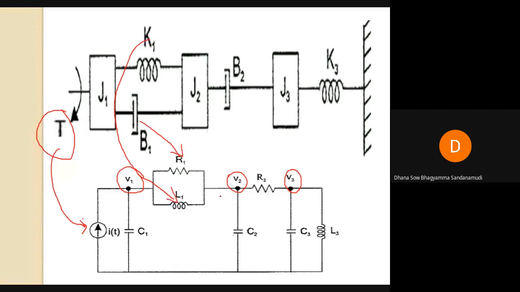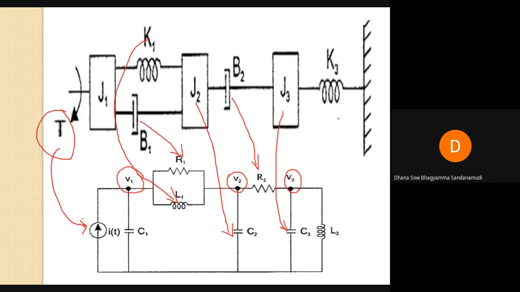Next, J2 is what? J2 is analogous to C2. Connect C2 to node 2. In between node 2 and node 3, B2 is there. B2 is analogous to R2. So simply connect R2 in between V2 and V3. What is J3? J3 is analogous to C3. Connect C3 to this node.